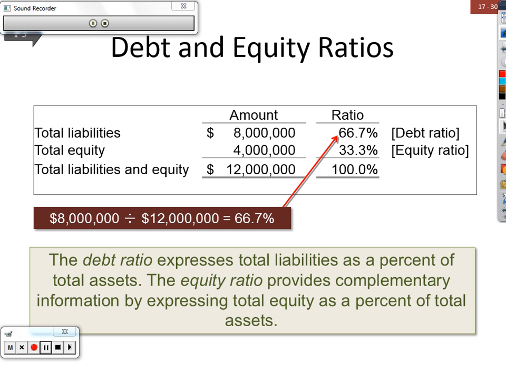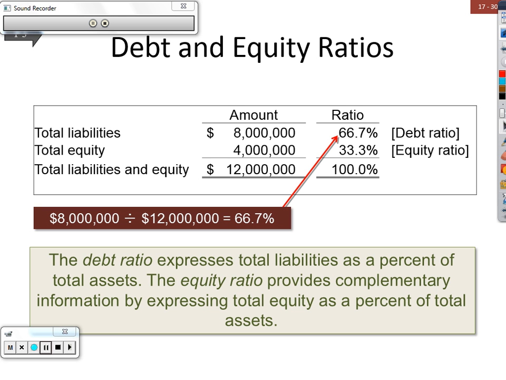But in this case, with the debt ratio, taking your total liabilities and dividing it by total liabilities and equity is going to give you your debt ratio. And what are we trying to say with that? Basically, your liabilities don't exceed the total of liabilities and equities. And how is that going to help the business?